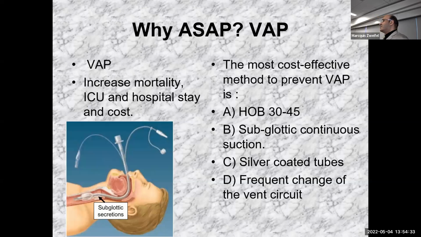As soon as possible, we need to assess every day if we can extubate our patient, because you can develop ventilator-associated pneumonia. I told you about this question yesterday. The board's most cost-effective method to prevent that is head of bed 30 to 45 degrees. You need to assess your patient every day for head of bed elevation. When you go to the room to see him, be sure he is at 30 to 45. Which one of those does not reduce VAP, may increase it? D, frequent change in the vent circuit.